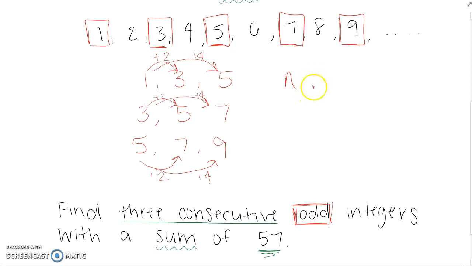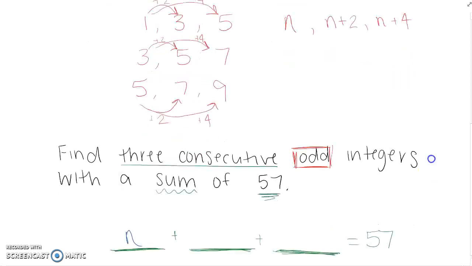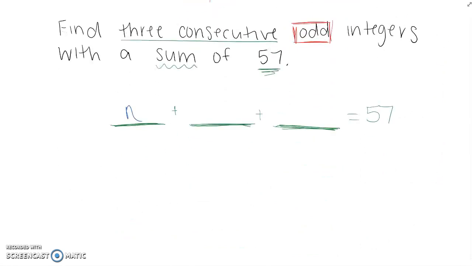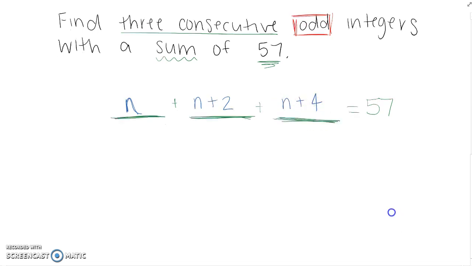integer, for my second odd integer, I need n plus 2. And then for my third consecutive odd integer, I need n plus 4. Okay, so going back to our problem, that is why if this is n and we want odd integers, our next consecutive odd number must be n plus 2, and our third consecutive number must be n plus 4. And now all we need to do is solve.